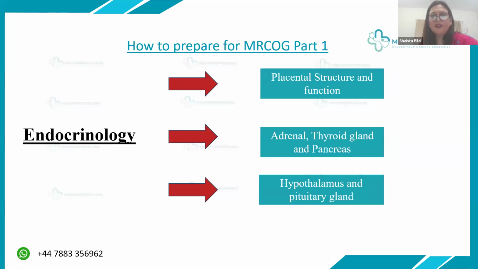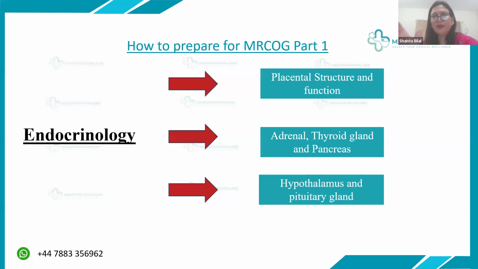Then endocrinology, it's very important. The most important hormones are thyroid gland, adrenal, pancreas, PCOS, thalamus, hypothalamus, and placental structure and function. In endocrinology, what you can do is make a diagram of how the patient will look with hypothyroidism, how the patient will look with hyperthyroidism, the adrenal, like Turner syndrome.